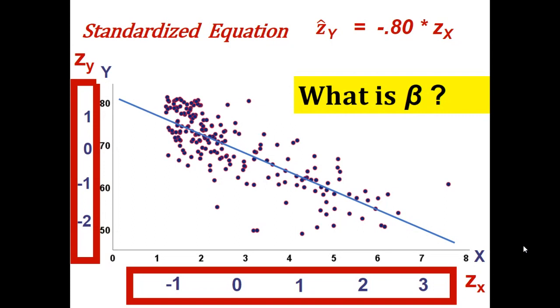Let's put it this way. What is it equal to? What number is it equal to in this example? Okay, ready? Since there's only one number there, maybe you guessed that. Beta is negative 0.80, the standardized slope, or the standardized regression coefficient. So if I ever give you a standardized equation and ask, what's beta, there's going to be a number that's multiplied times the z of x, and the number that's multiplied times the z of x is the slope, and that's beta.